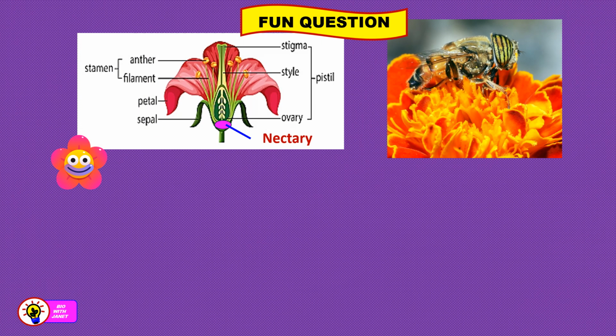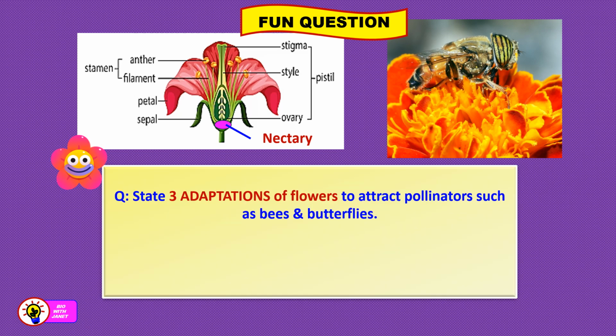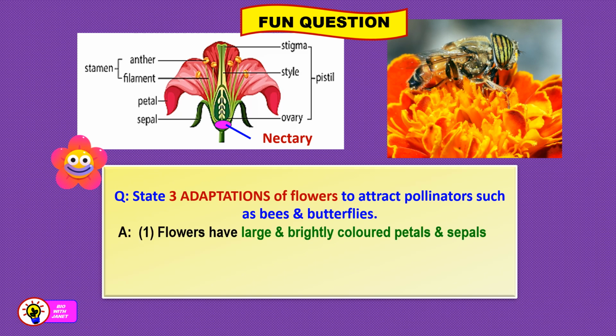Now let's discuss our fun question, which was posed at the beginning of this video. The question is, state 3 adaptations of flowers to attract pollinators such as bees and butterflies. So what is your answer? Now, firstly, flowers have large and brightly colored petals. Okay, many flowers have large and brightly colored petals. This is true for flowers that want to attract the insects, okay, to act as pollinators.